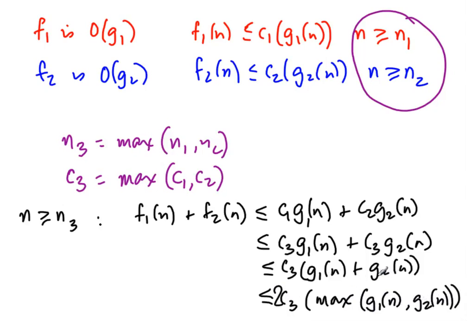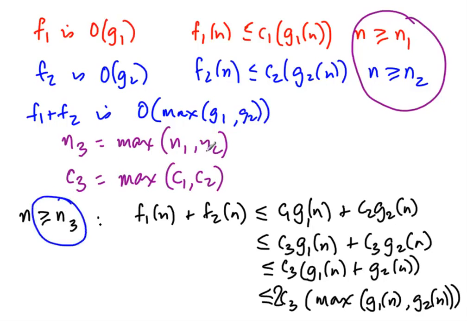If I take the bigger one and add it up, it's going to dominate g1 plus g2, so either 2g1 or 2g2, whichever. So I can take the max of g1, g2 and pull 2 outside. Now this gives us our result. I wanted to show that f1 plus f2 is big O of max of g1, g2, so I needed to find constants. I have n3, which is the max of n1 and n2, and I have 2 times c3, where c3 is max of c1, c2. With these two constants, I can show this property, and therefore for f1 plus f2 I do have an upper bound, as I wanted.